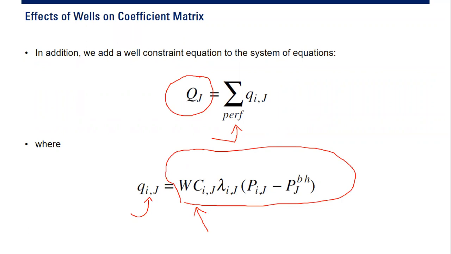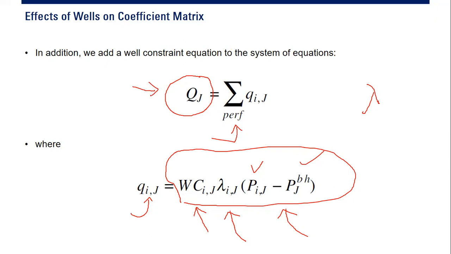WC, the well constant, and lambda, and the pressure difference, which is the pressure at I, J minus the bottom hole pressure. Lambda is the mobility from the previous lecture. So the well constant multiplied by the mobility multiplied by the pressure difference is how we calculate the flow rate at each grid block. If you sum up the flow rates from each perforated grid block, of course, you get the total flow rate here.